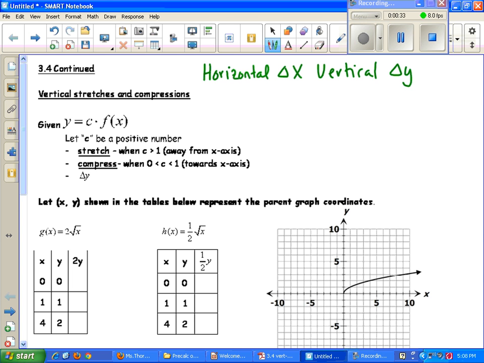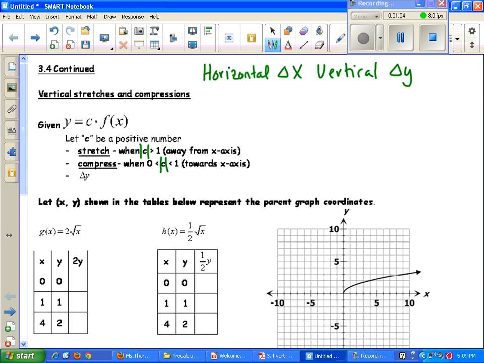So remember that we had our equation that we use. We're going to use y equals c times your function f of x. If c is a positive number, then you're going to stretch away from the x-axis when c is greater than 1, and you're going to compress towards the x-axis when c is in between 0 and 1. We should also note that this should be the absolute value of c, because the negative is going to be reflecting it.